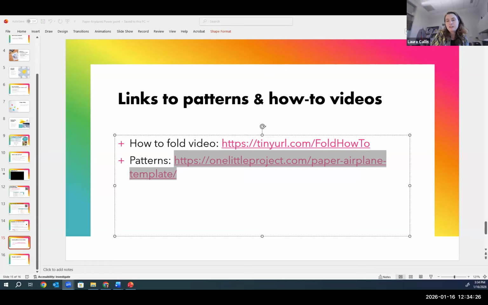So you might want to investigate some of those patterns as well. And just know that you're going to have to support students in folding them a little bit more closely. Then copy and paste it in the Word document.